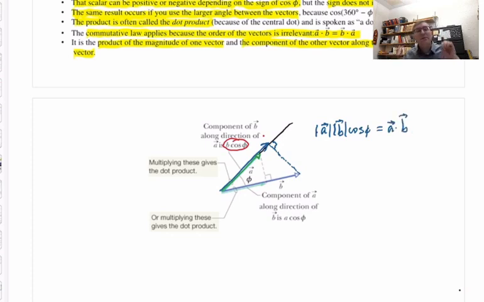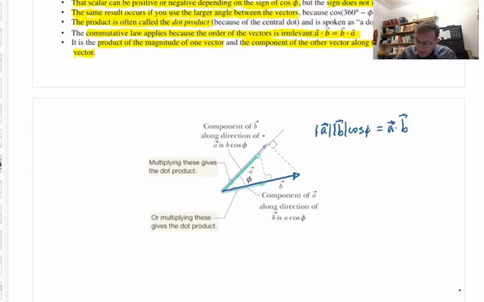So we took the magnitude of A, and then we took the component of B along the direction of A and multiplied those two things together. But you can also turn it around, just in case you were wondering. You can start with the vector B. That's right here. And then you can say, what's the component of A along the direction of B?